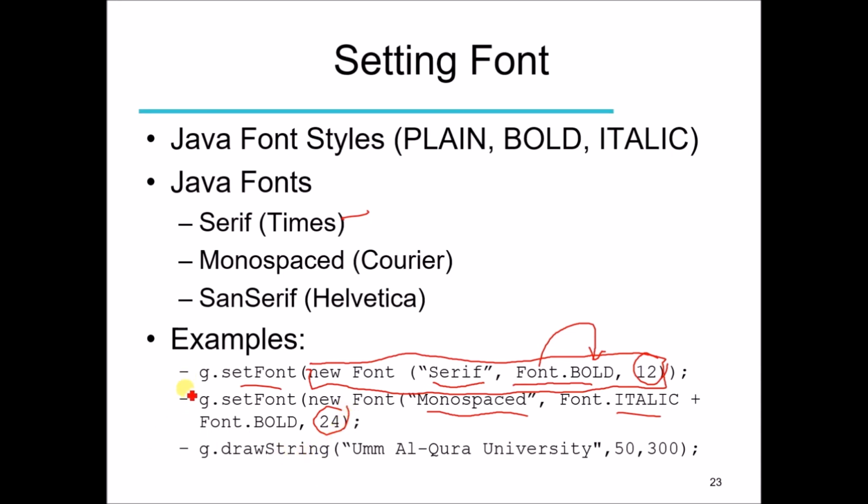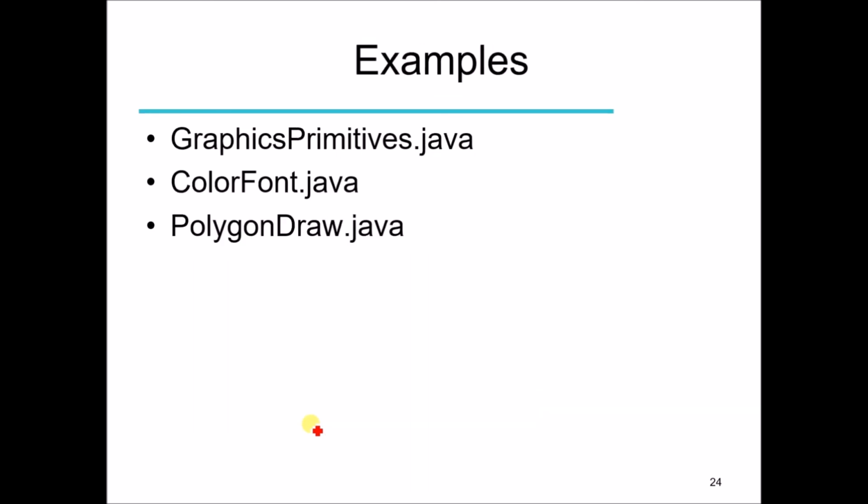When we call the method setFont, whatever we draw on the screen is going to be drawn in the font which we have set last before the drawing statement. For example, here the Mulkura University string is going to be shown on the screen using the font Monospace, italic and bold. So this is setting the font. There are some examples like graphic primitives which I already discussed with you. Now I am going to discuss the class ColorFont.